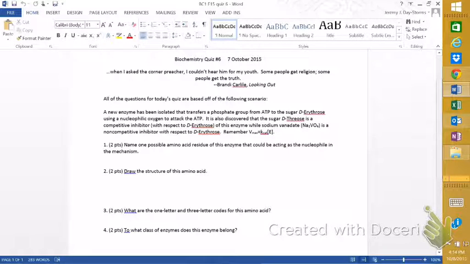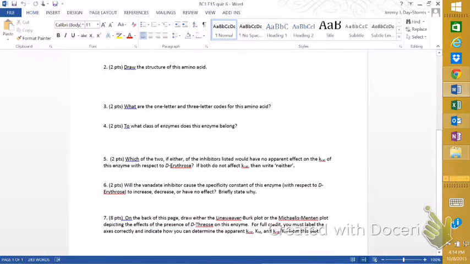The next question said, to what class of enzymes does this enzyme belong? I really suggest that you learn the different family names of enzymes that we've been talking about, like transferases, phosphorylases, phosphatases, cyclases, things like that. There are actually two possible answers for this. The answer that I was shooting for was the family, the subclass, according to the Enzyme Commission, called kinases, because kinases transfer phosphate groups using ATP or GTP typically.